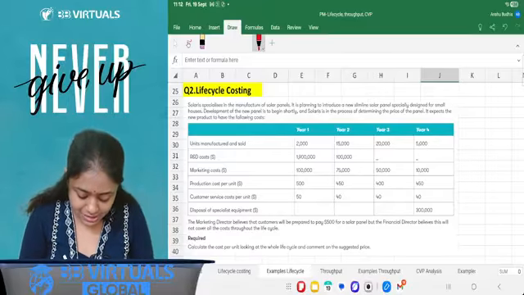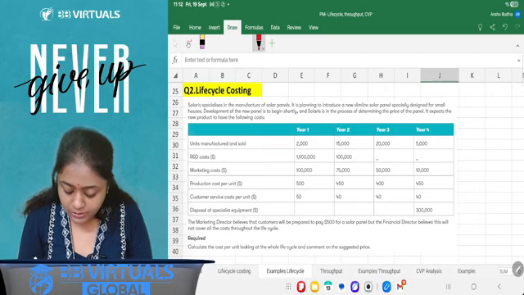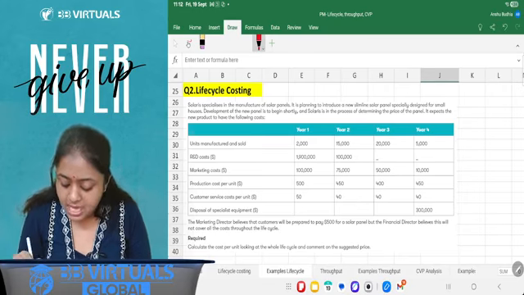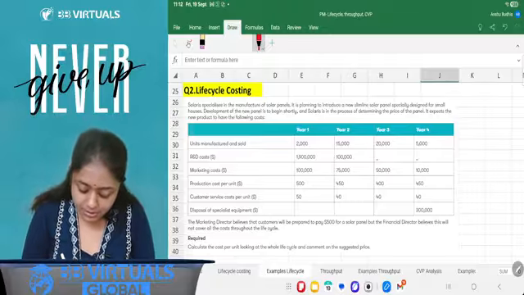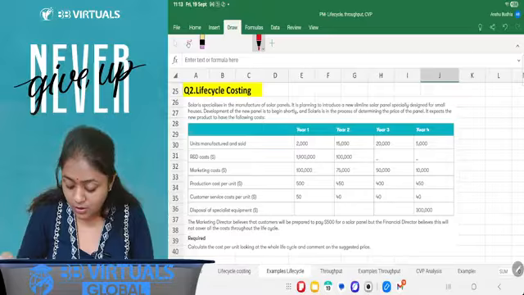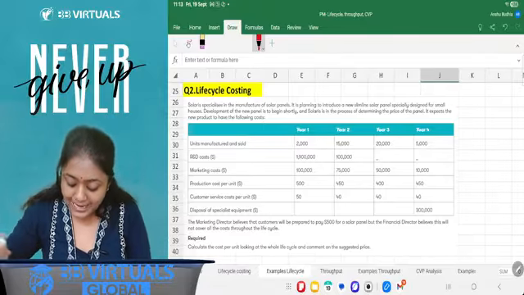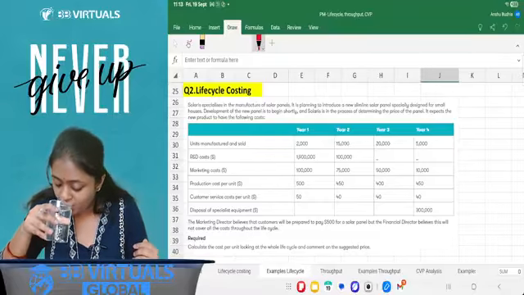Lifecycle Solaris specializes in the manufacture of solar panels. It is planning to introduce a new slimline solar panel specially designed for small houses. Development of the new panel is to begin shortly, and Solaris is in the process of determining the price of the panel. Okay, so we will have to determine the price.